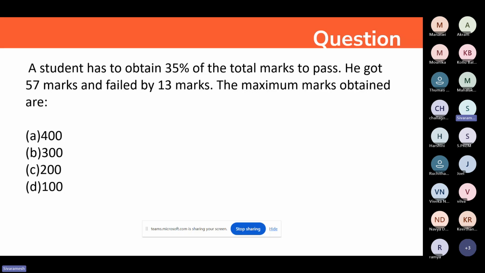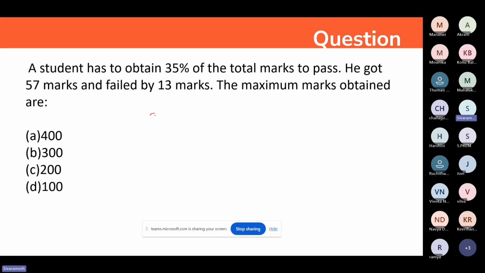A student has to obtain 35% of the total marks to pass. He got 57 marks and failed by 13 marks. The maximum marks is? 200, sir. 200. Okay, a student has to obtain 35% of the total marks to pass.